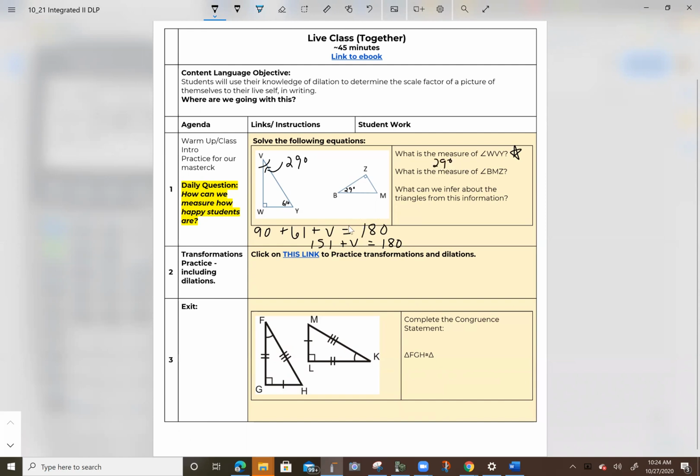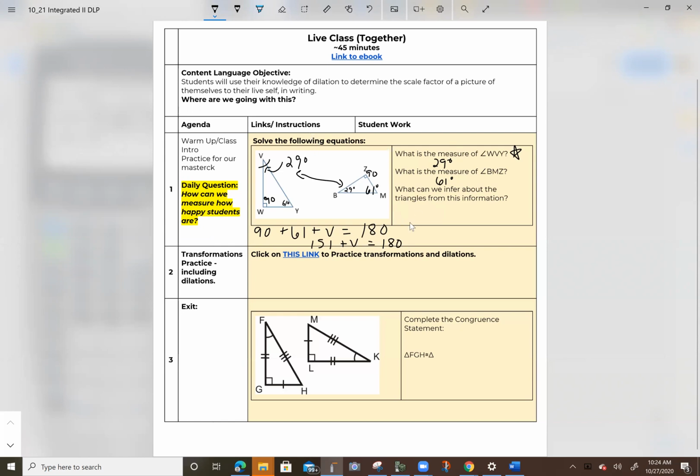Okay, so we now know that 90 plus 61 plus 29 is 180 degrees. Well, over here we have 90 and we have 29. So we know the other angle must be 61 because it has to add up to be 180. So we'll put 61 degrees over here. What can I infer about the triangles from this information?